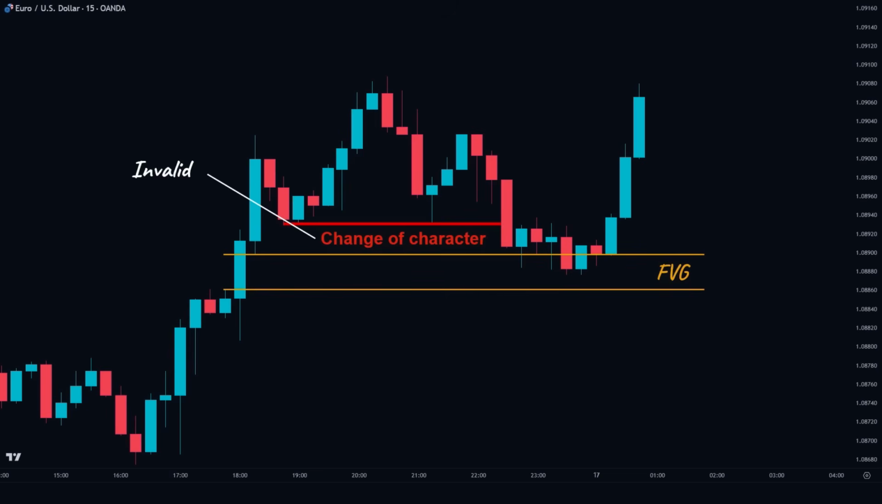In the next part of this video, we are going to talk about the market structure concepts and how to combine them with liquidity to obtain a deeper understanding of price movements.